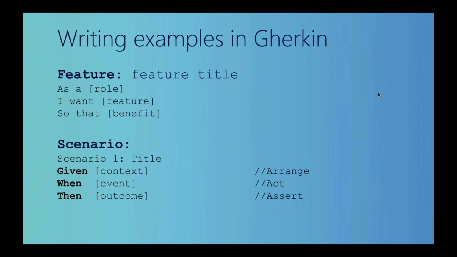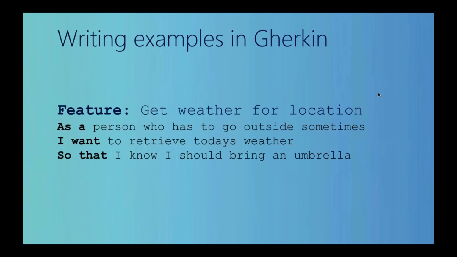So let's look at a bit more clear feature and scenario. During my previous example, I already talked about a certain weather application. So a certain feature could be like this. We want to create a feature, and the feature has a title. So our feature is called Get Weather for a Location. And then we're going to write this feature as: as a person who has to go outside, I want to retrieve today's weather, so I know whether I should bring an umbrella or not.